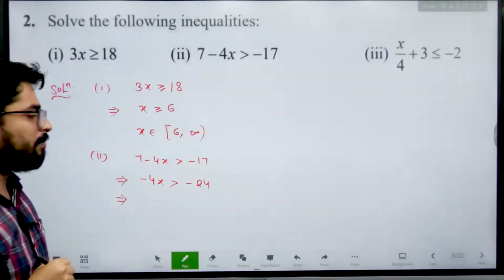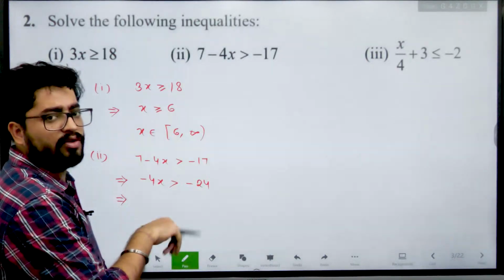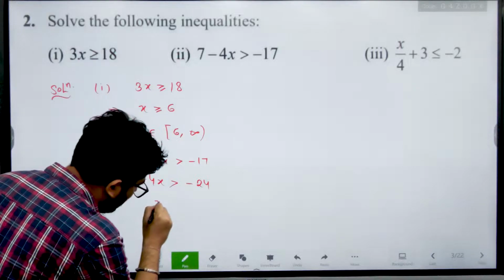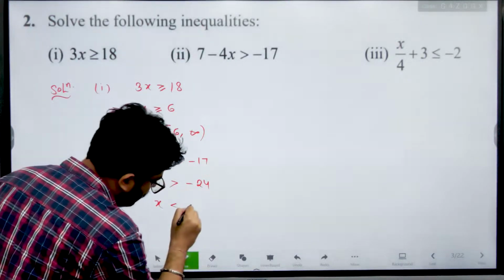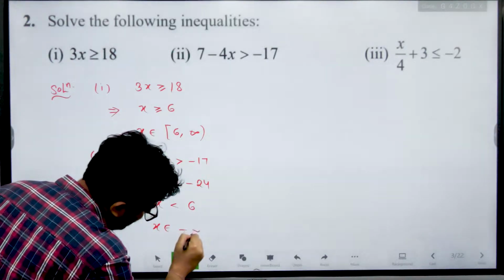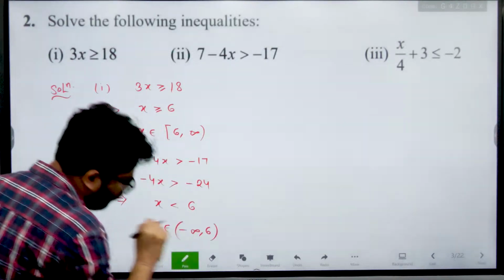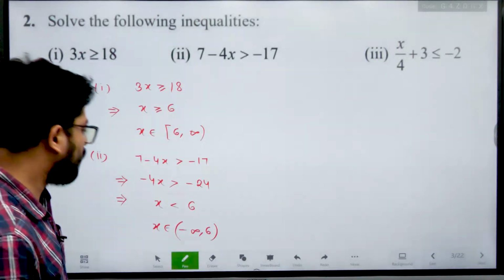And now divide by minus 4 on both sides. And you are dividing by a negative number, so the inequality gets reversed. So this is x less than minus 24 by minus 4, that's 6. So from here you can say x belongs to minus infinity to 6 open. x less than 6, so minus infinity to 6 open.